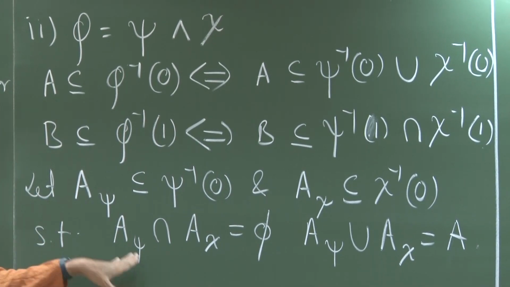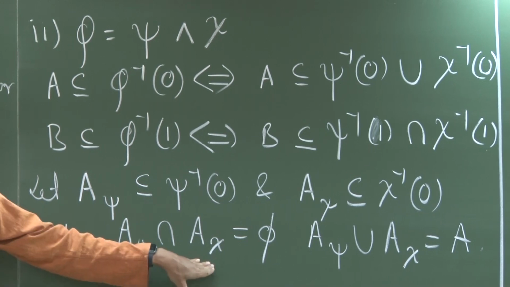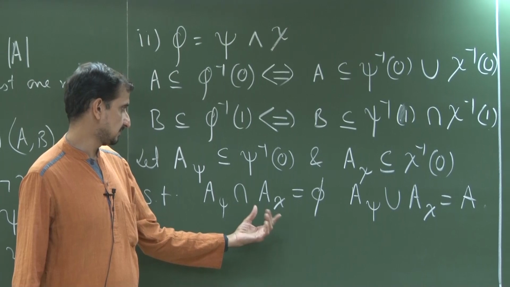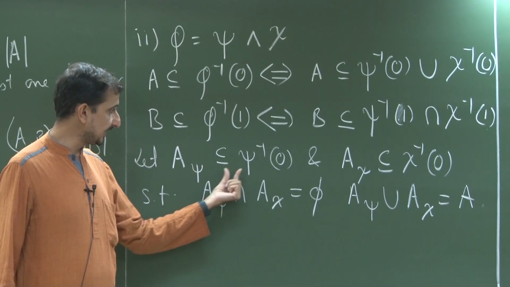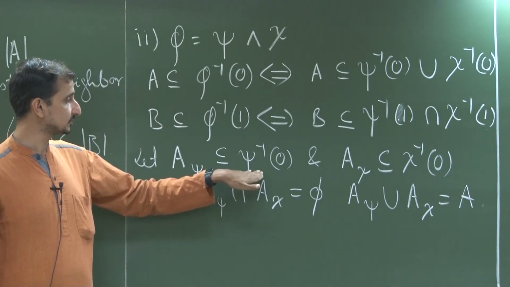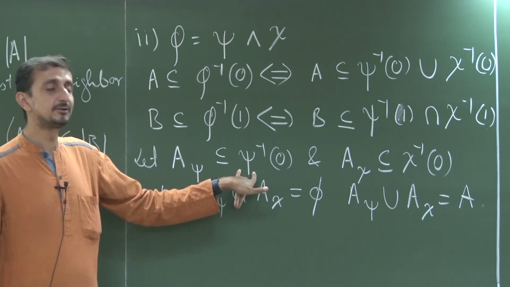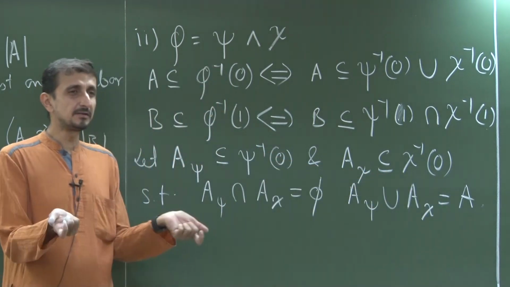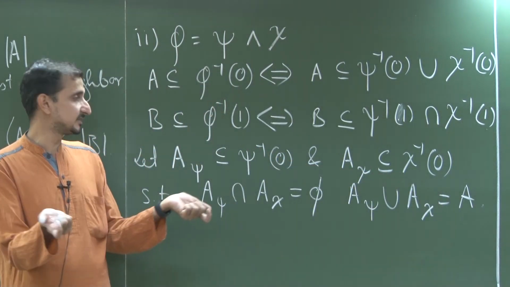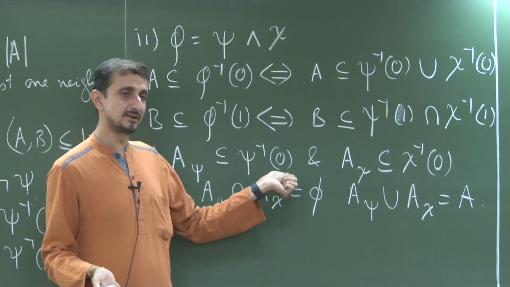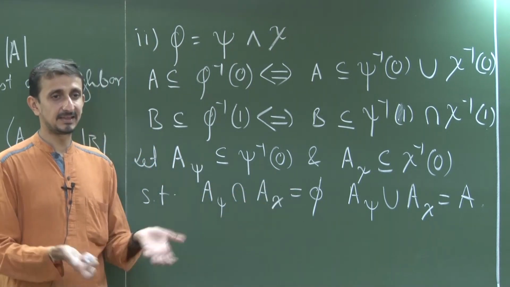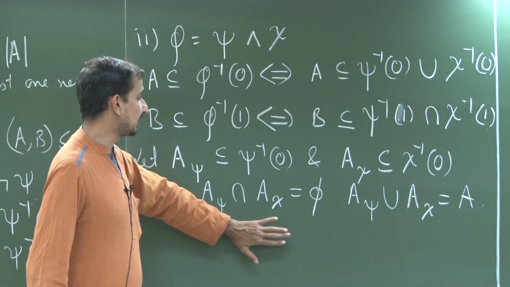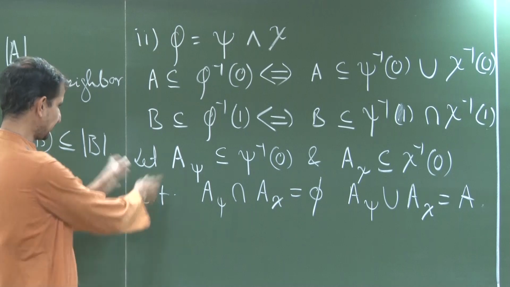So, all I am saying is that I take A and I just partition it into two parts, A psi and A chi, where A psi is basically all those inputs which take psi to 0, and A chi is all those inputs which take chi to 0. Now, there can be some common elements in between. Okay. So, there can be some inputs which take both psi and chi to 0. I can decide to put them in either one, it does not matter, but I just want to ensure that there are no common elements. Okay. This is any partition.